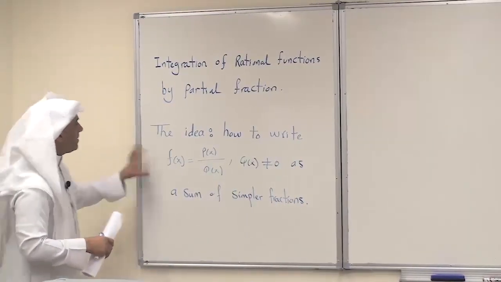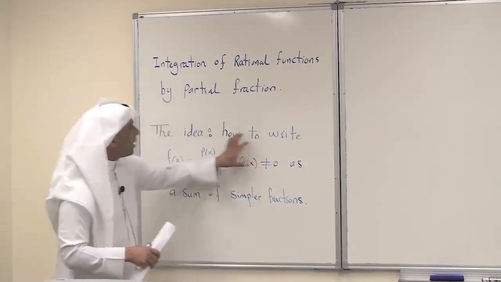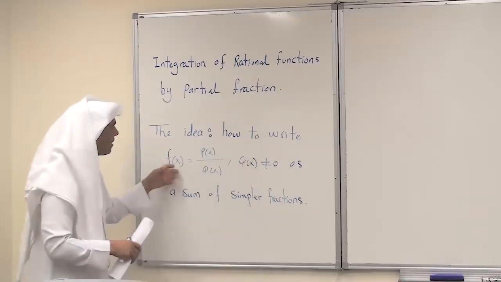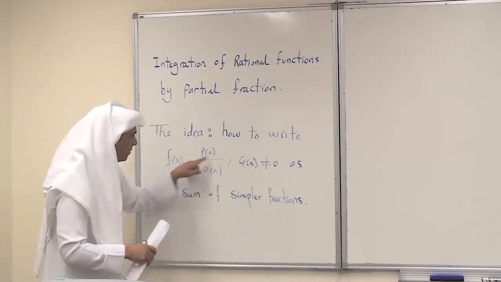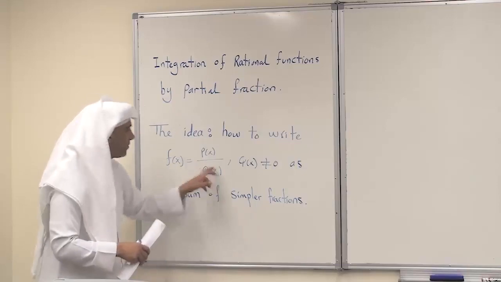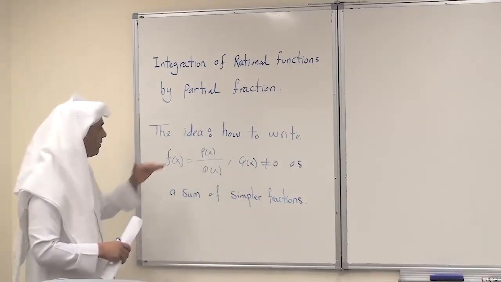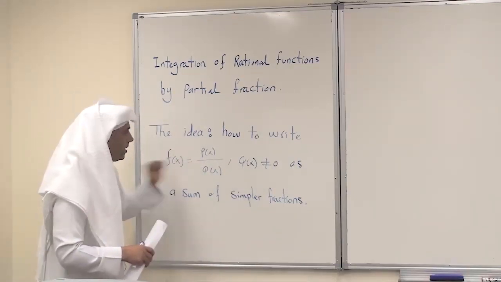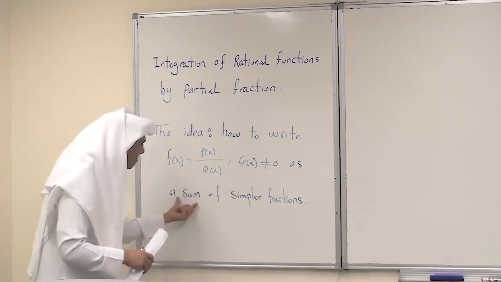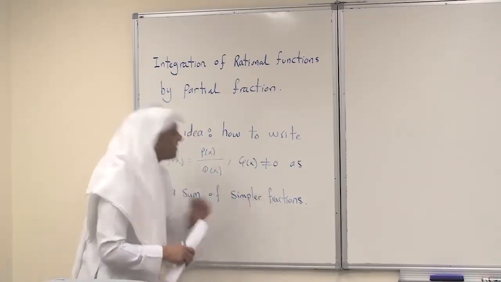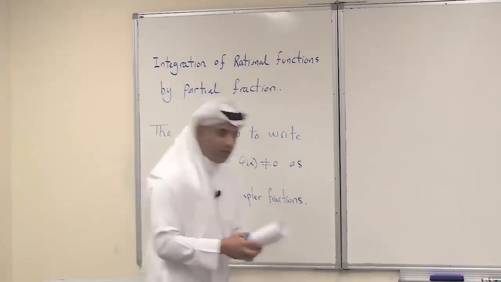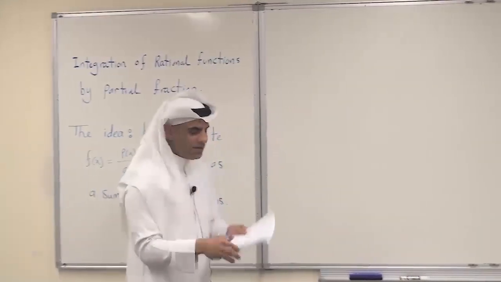Here is the idea first. The idea is how to write, or rewrite actually, a rational function where this is a polynomial and this is a polynomial. Of course, the denominator is not equal to 0. So if you have polynomial over polynomial, how to rewrite it as a sum of simpler fractions? Let us explain this one by the following exercise. What does it mean, partial fraction?